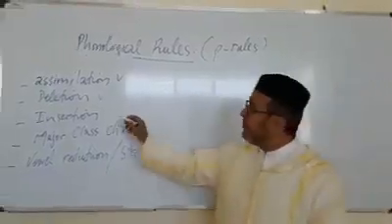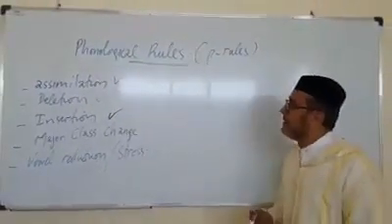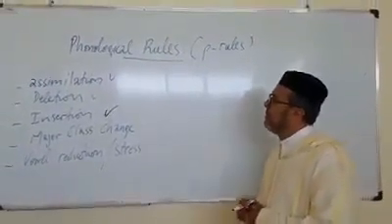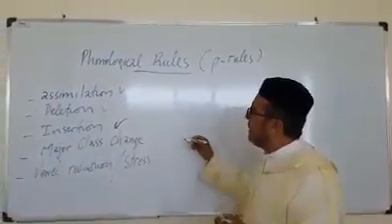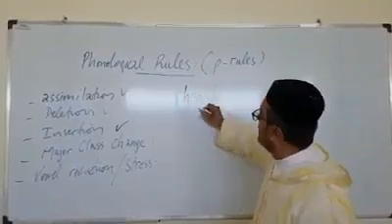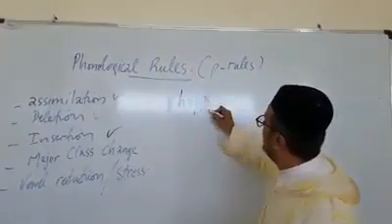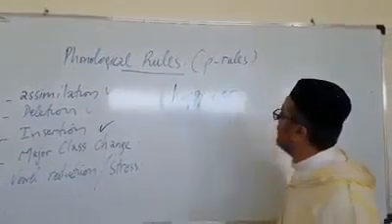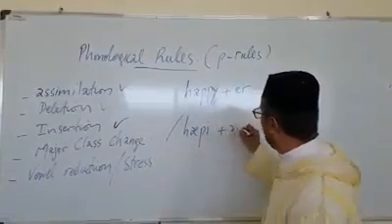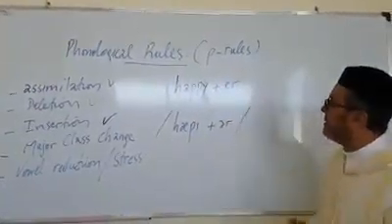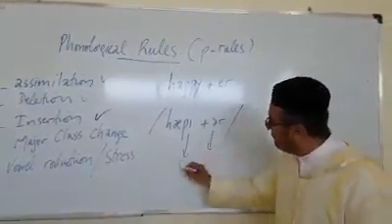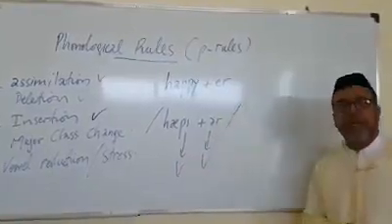Okay, now we move on to insertion. Let's take an example from English, for example the word happy, and then we add the -er, so we have happy and then we have -er, that's happier. Now here we have two vowels, happy and -er.